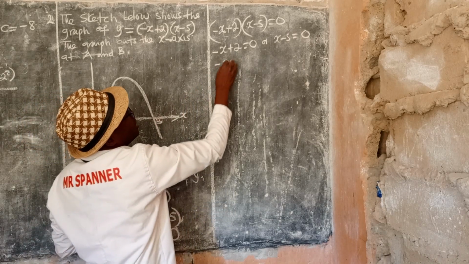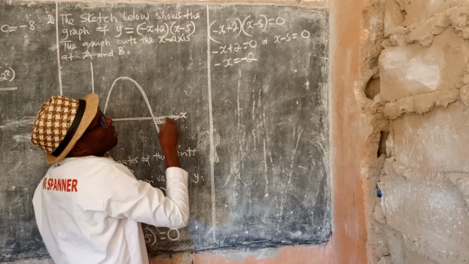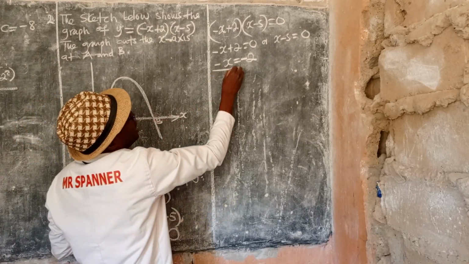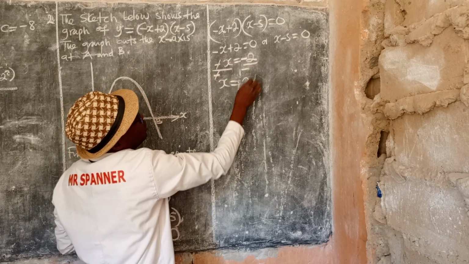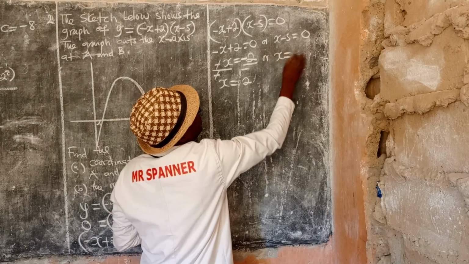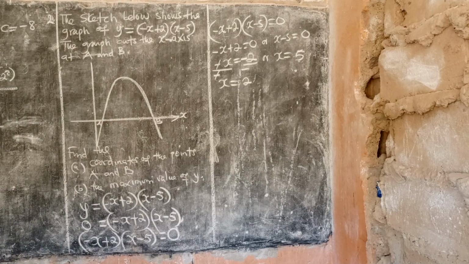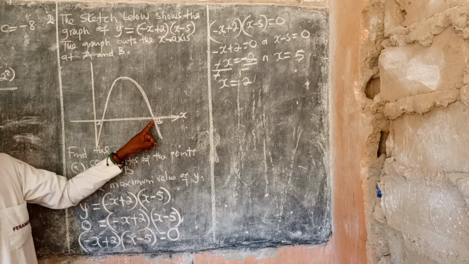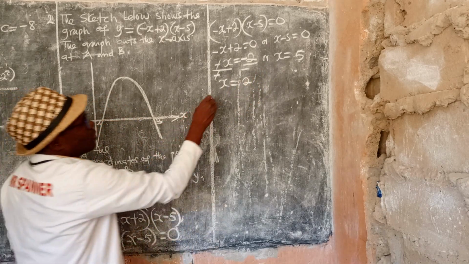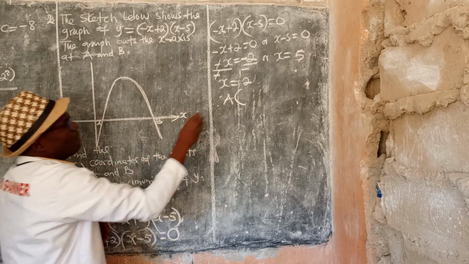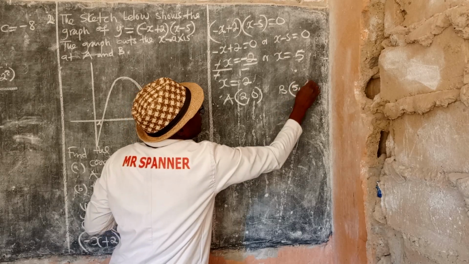Which means negative x is equal to, when this one goes there, negative 2. So over negative 1, over negative 1, so that x is equal to 2, or x is equal to, when this one goes there, 5. Now when you look at A and B, which coordinate between 2 and 5 can be at A? Very good, simple. So therefore, the coordinates of A are 2, 0, and B is 5, 0.